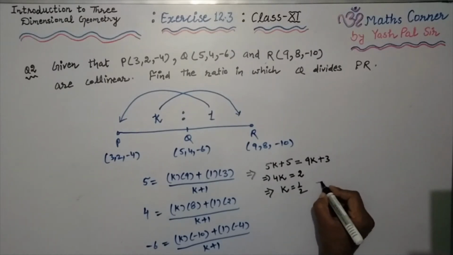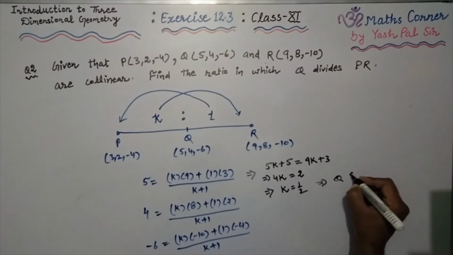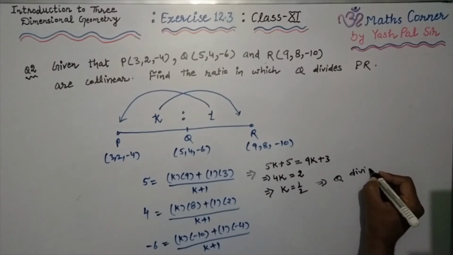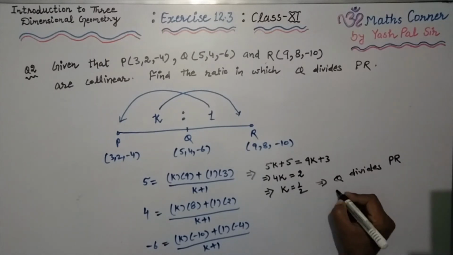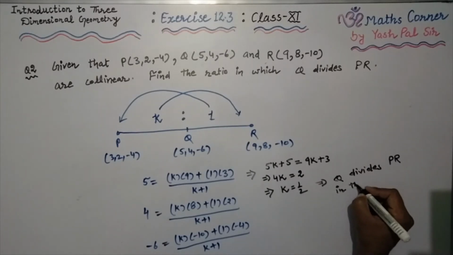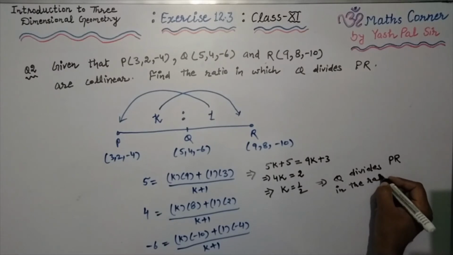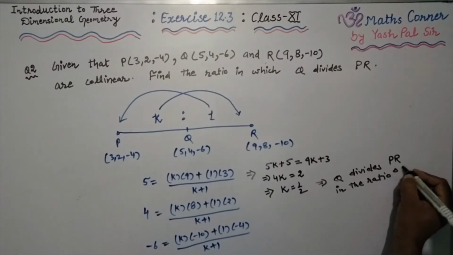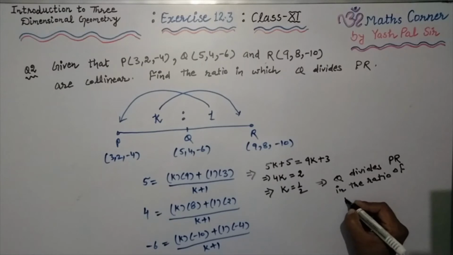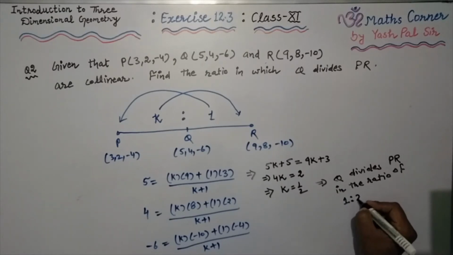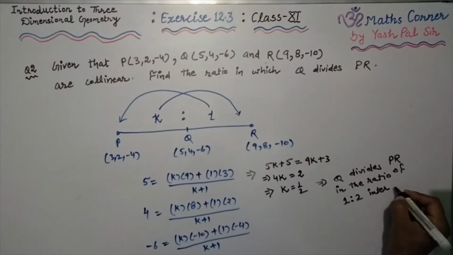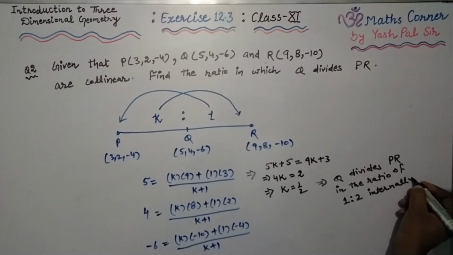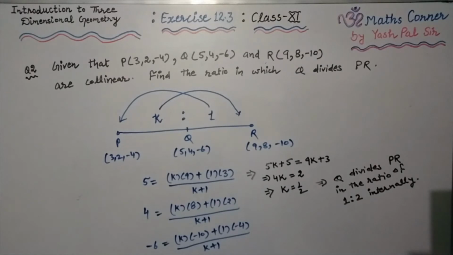So we say Q divides PR in the ratio of 1 ratio 2. That too internally. Why internally? Because the value of K is positive.